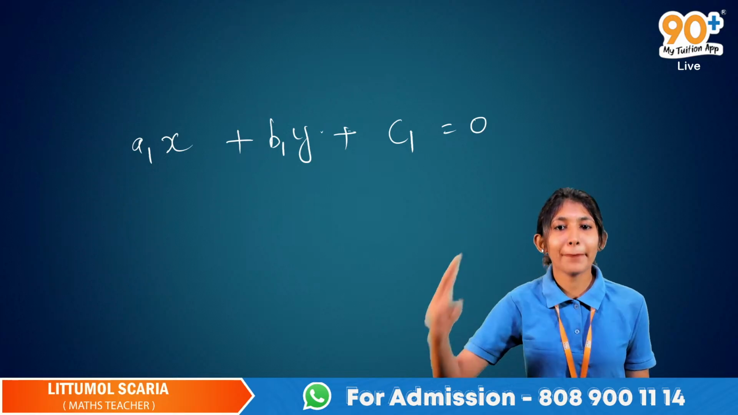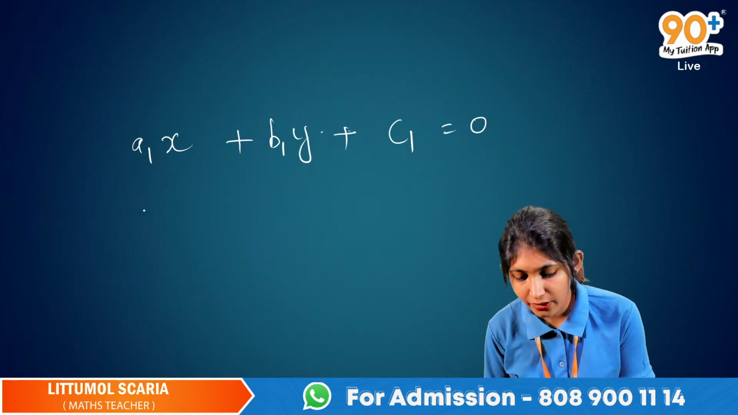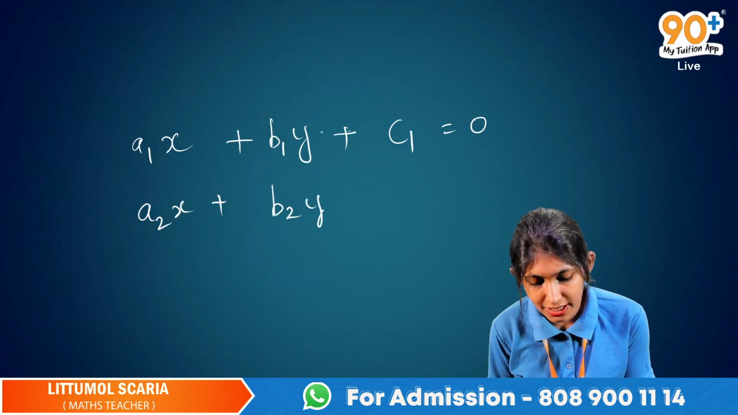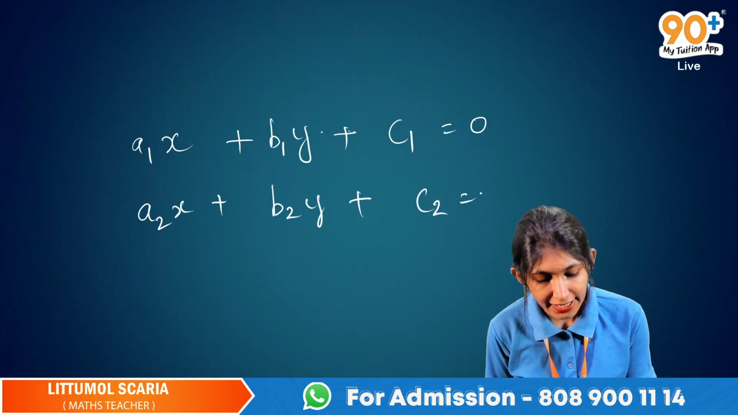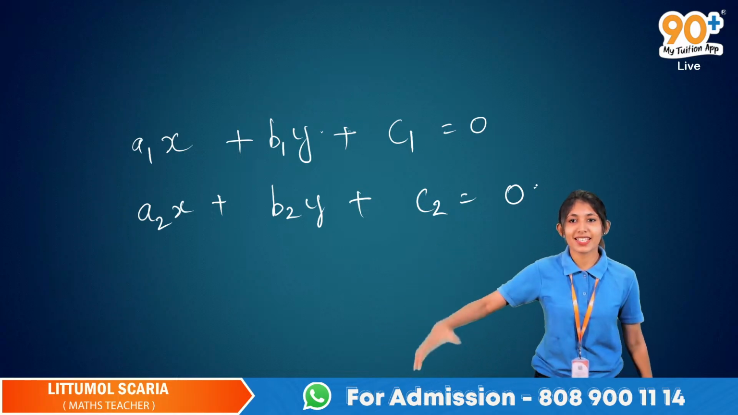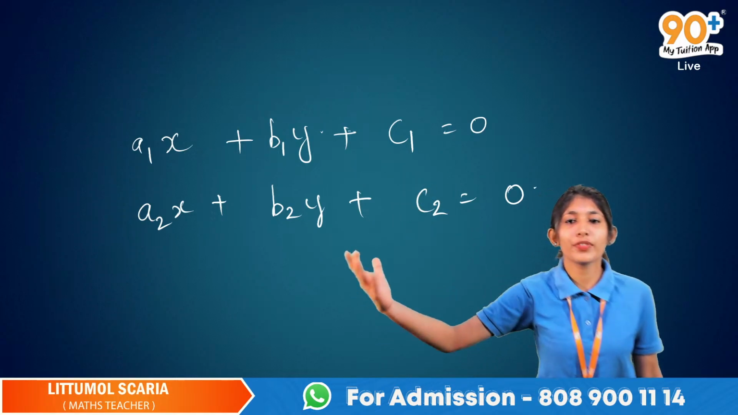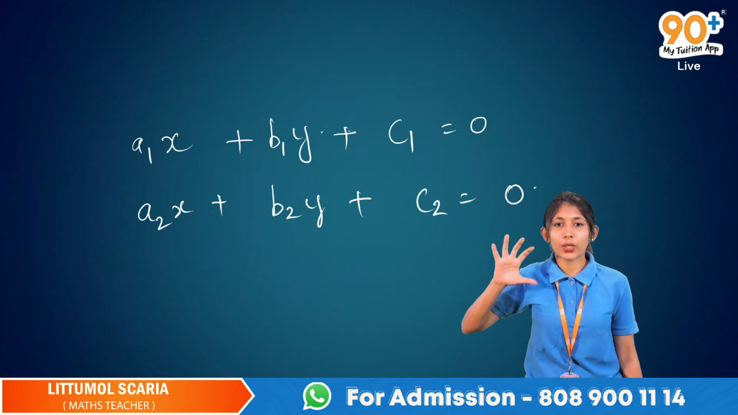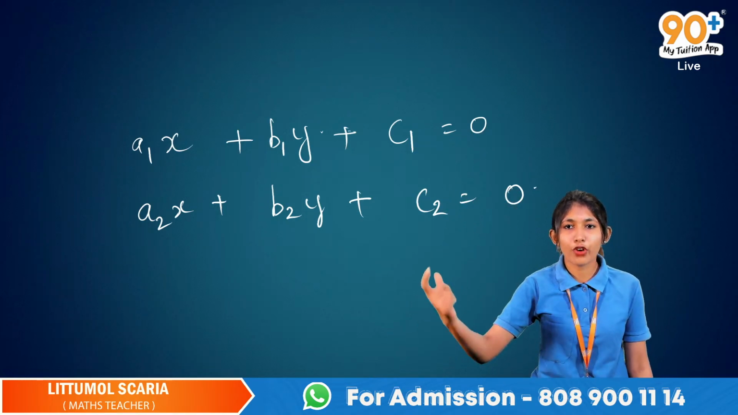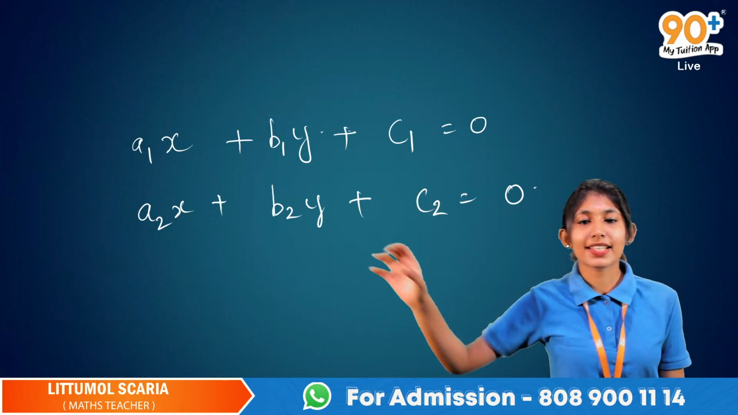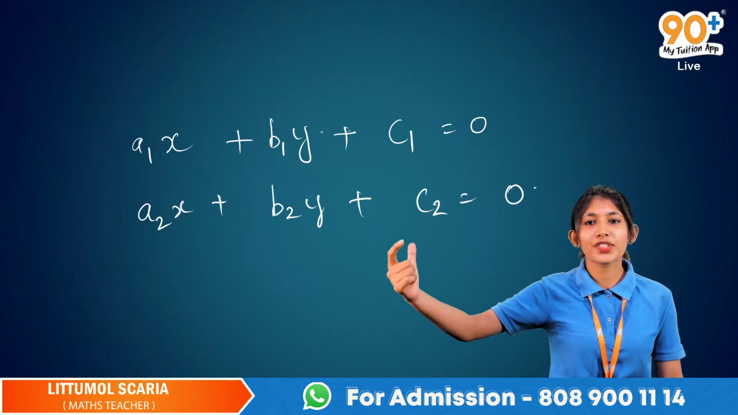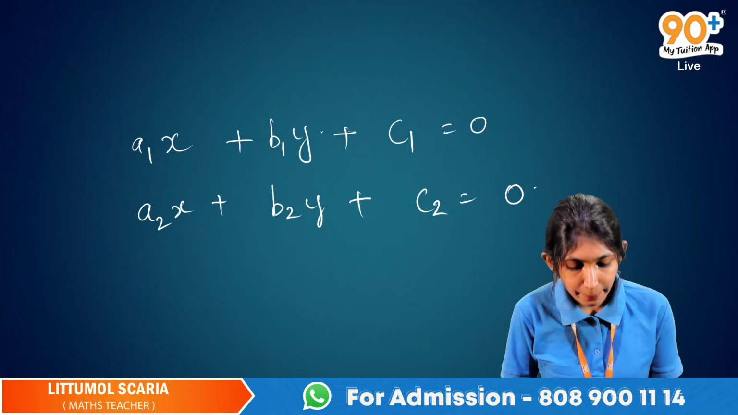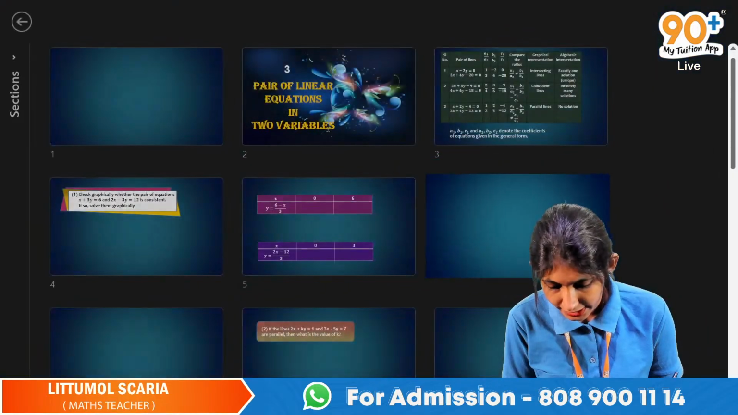Yes, we have a pair. What do you mean by a pair? There will be a set of two equations. So the variables x and y remain the same, and the constants or the coefficients will vary. So this is a pair of linear equations in two variables in the standard form. There will be x and y as the variables, and the constants and the coefficients are a1, b1, c1 and a2, b2, c2.